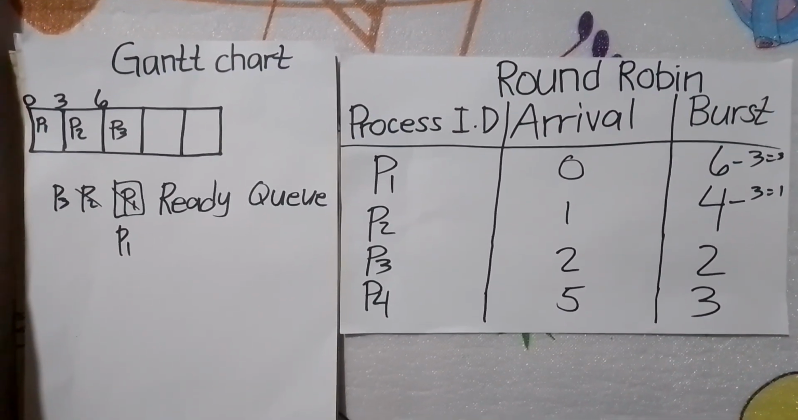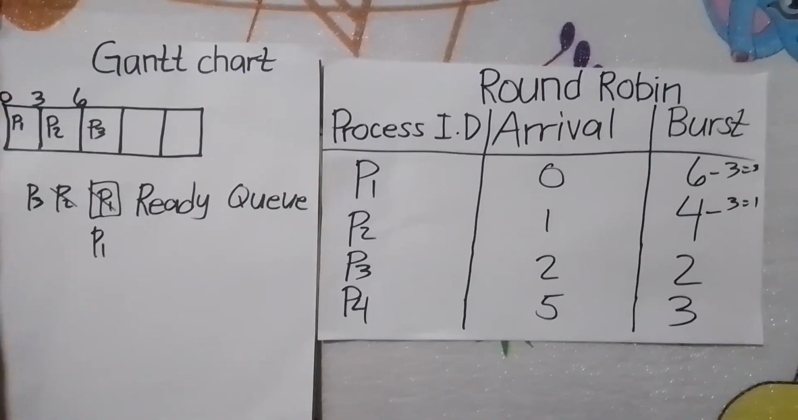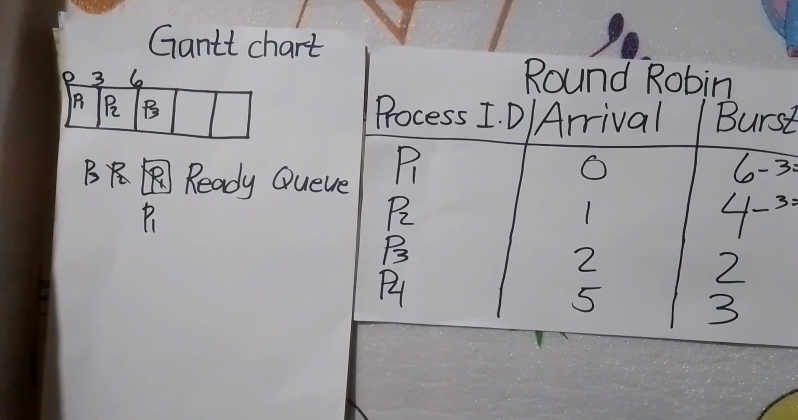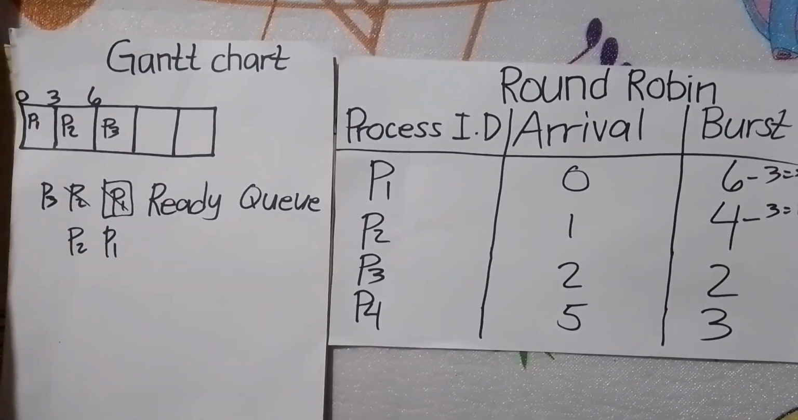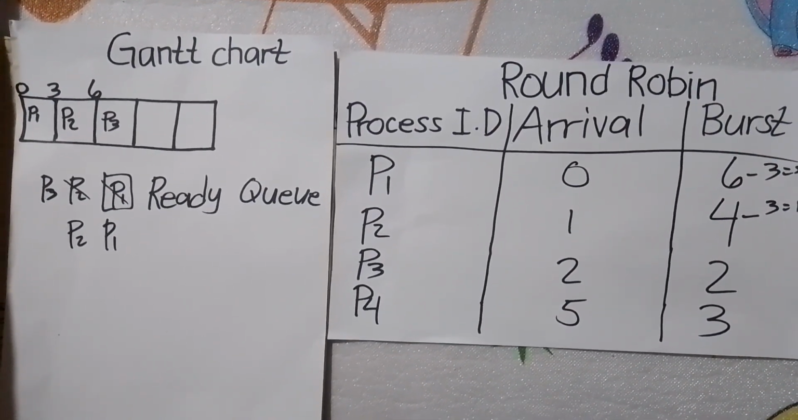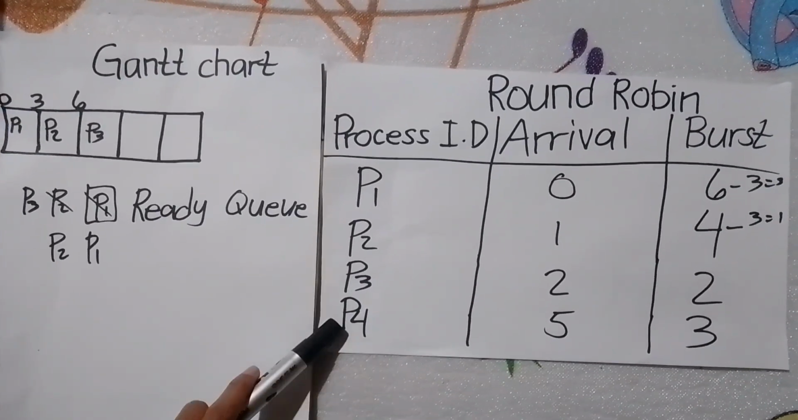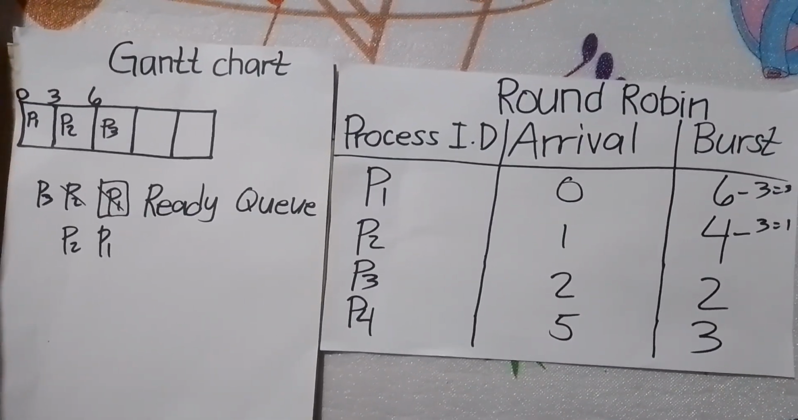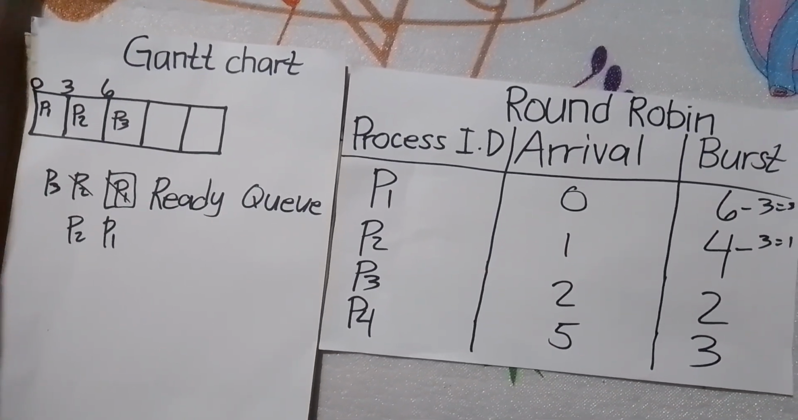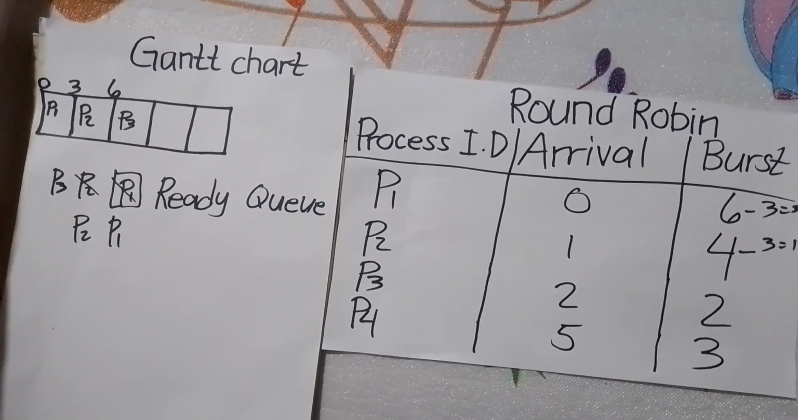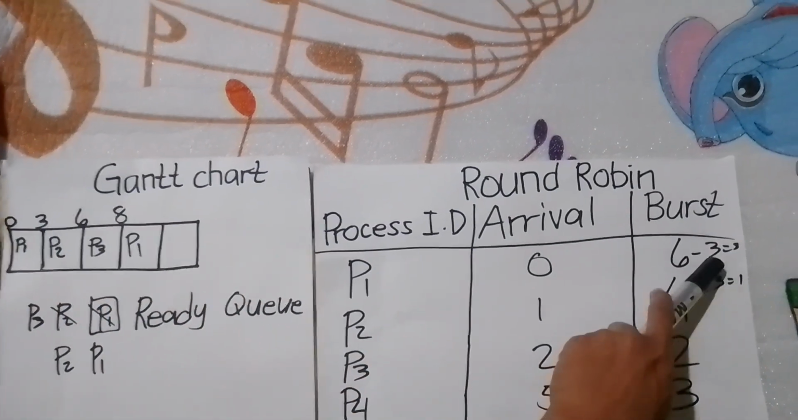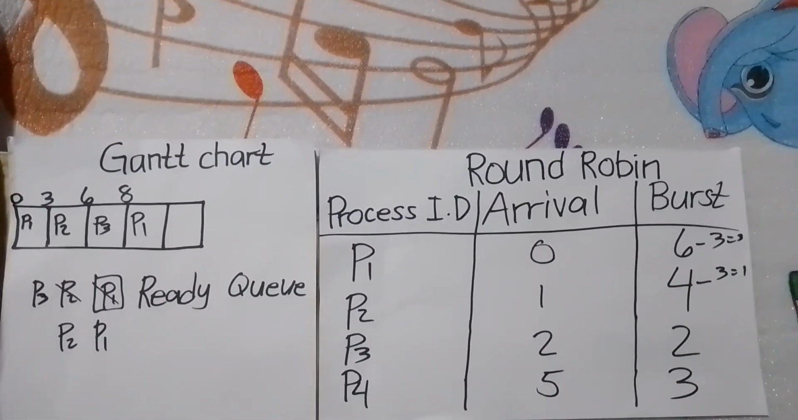At the time of 3, P1 is in the ready queue because it is preempted, and at the time of 4, P2 is in the ready queue, and at the time of 5, P4 arrives. But before P2 executes in the Gantt chart, P1 must complete the quantum time. So 8 plus 3 is equal to 11.